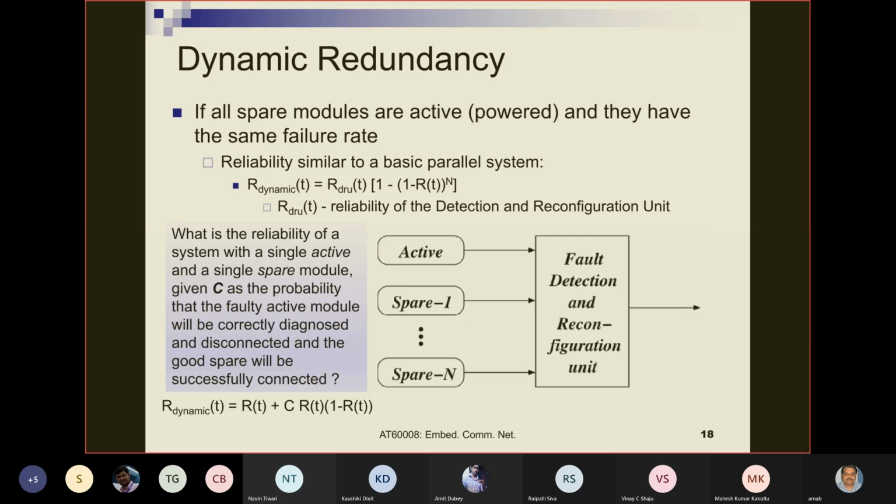Sir, here the active module also has that reliability R of t, right? What is the reliability of a system with a single active and a single spare module, given that C is the probability that the faulty active module will be correctly diagnosed and disconnected, and the good spare will be successfully connected.